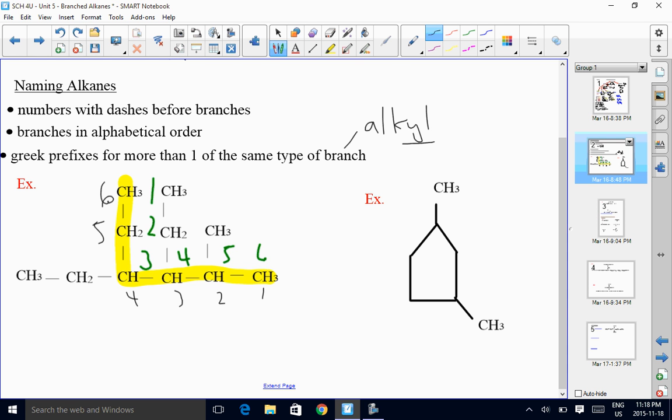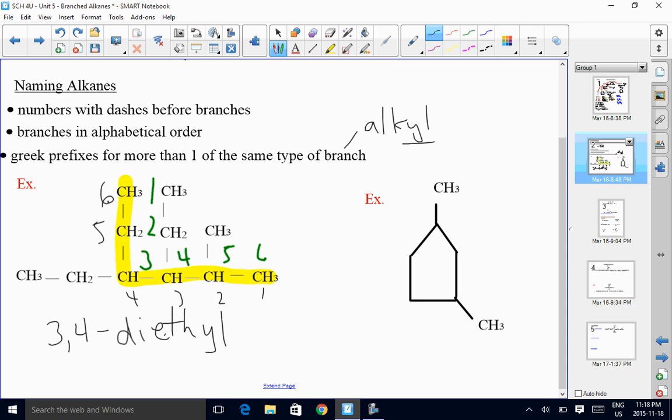Okay, so the ethyl groups are in 3 and 4, so 3 comma 4. You put dashes between words and numbers, or letters and numbers. Now, because there are two ethyl groups, I'm going to say di. Now, notice this di does not contribute to alphabetical order. Okay, you're going by the name of the parent branch, which is ethane, ethyl. So it's diethyl.